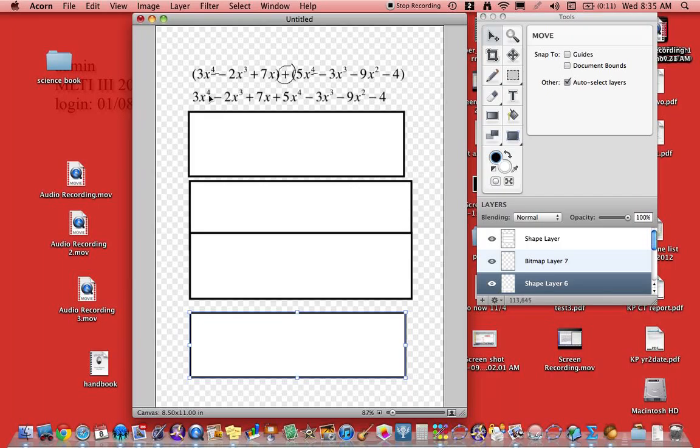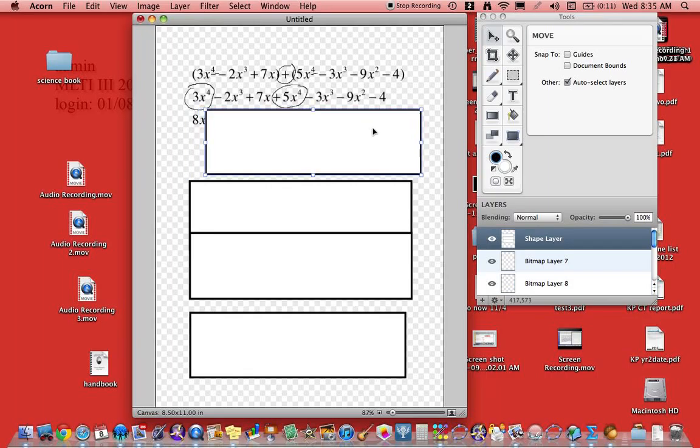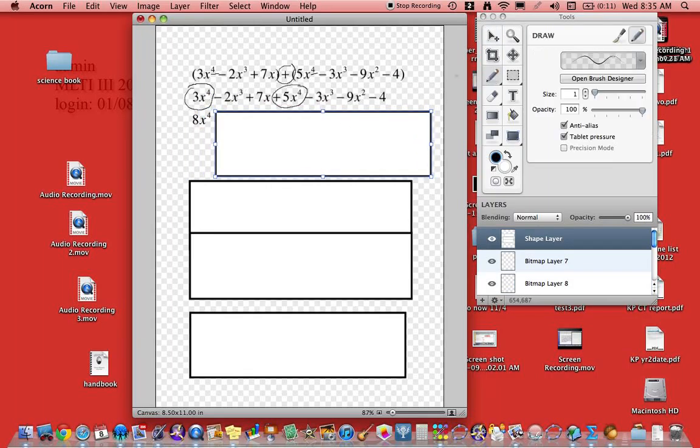Systematically, I always start with the highest order. So I'm looking through for the highest order I have here. The highest degree, highest exponent is 4. So I'm looking at this 3x to the fourth and this 5x to the fourth combining to make an 8x to the fourth. Okay, and then I'm done with that one. I'm done with the fourths because I've had them all added up.